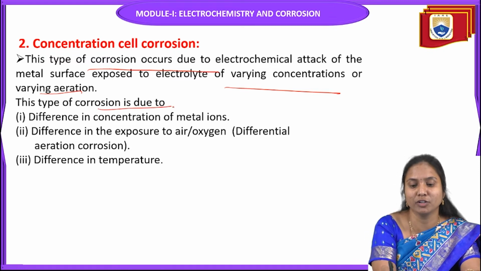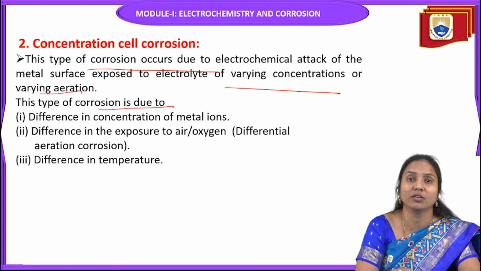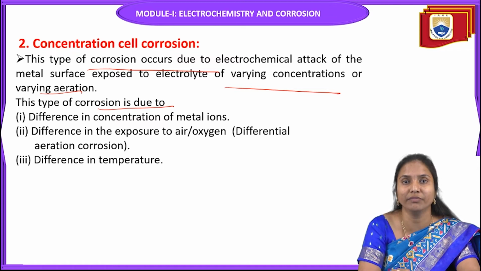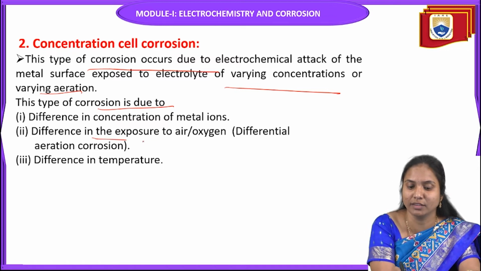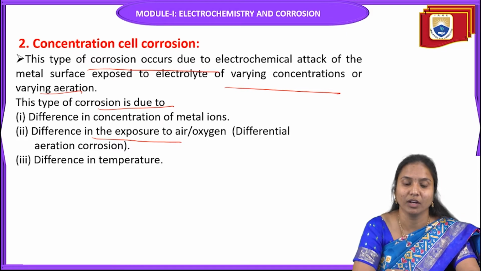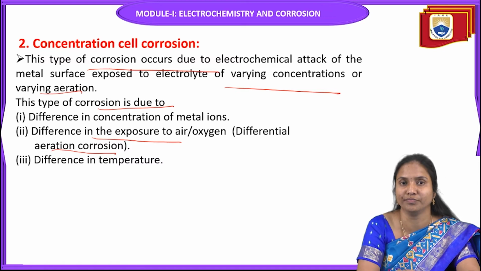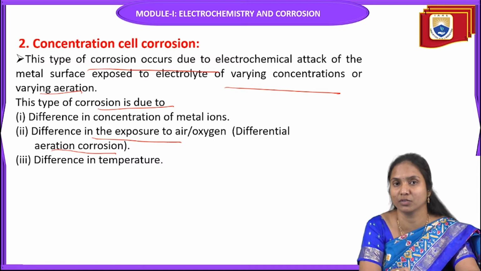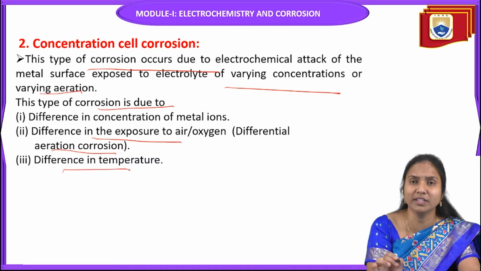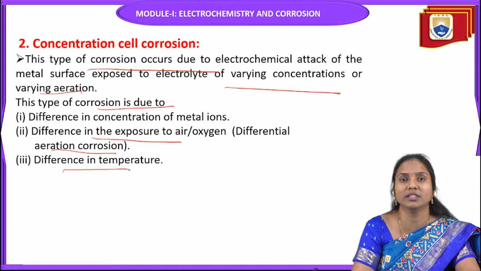This type of corrosion is mainly due to difference in concentration of metal ions, and difference in exposure to air or atmospheric oxygen, or differential aeration corrosion. So this concentration corrosion is also called aeration corrosion, and it arises from different concentrations in air and differences in temperature. In this case, this type of corrosion occurs.